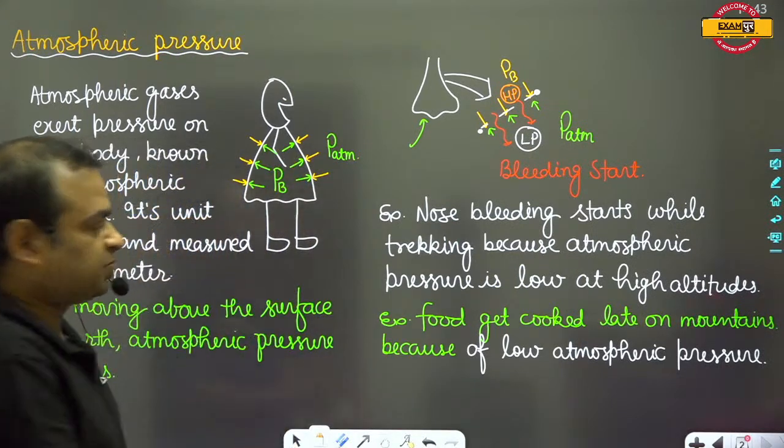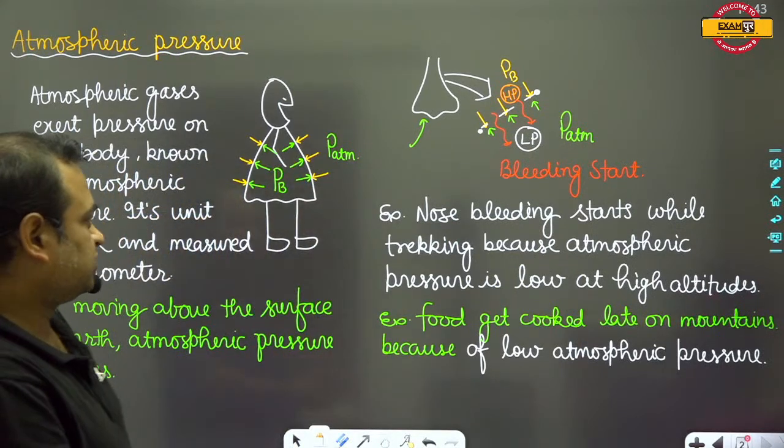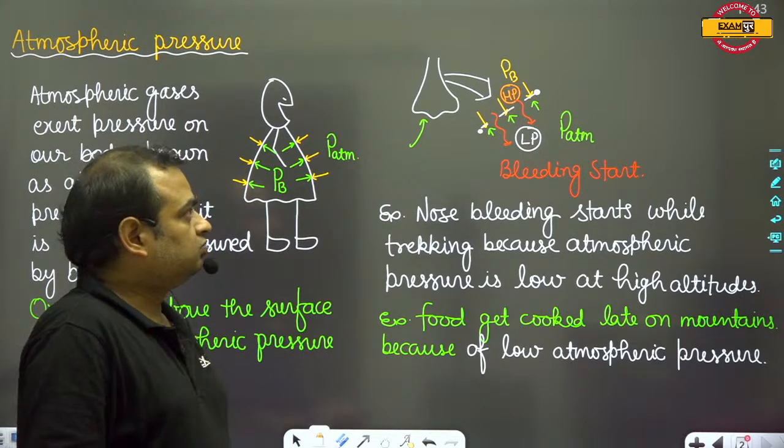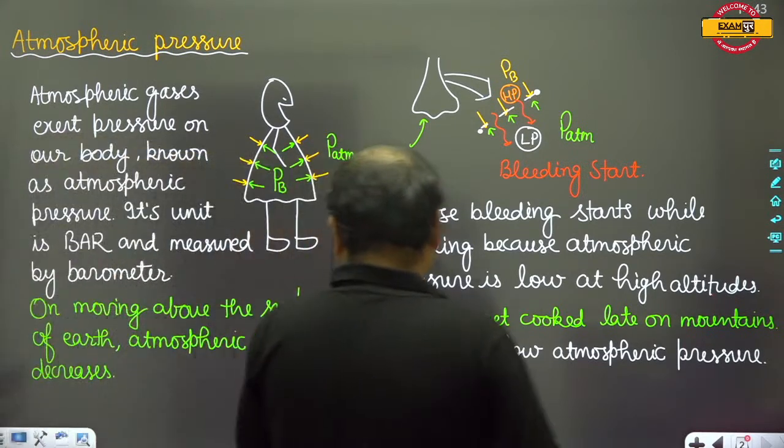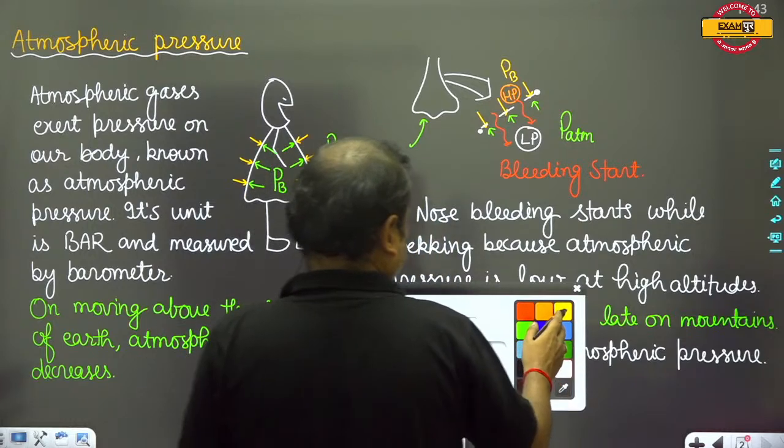So this is atmospheric pressure. Ball pen ink starts leaking in an aeroplane due to the same reason.